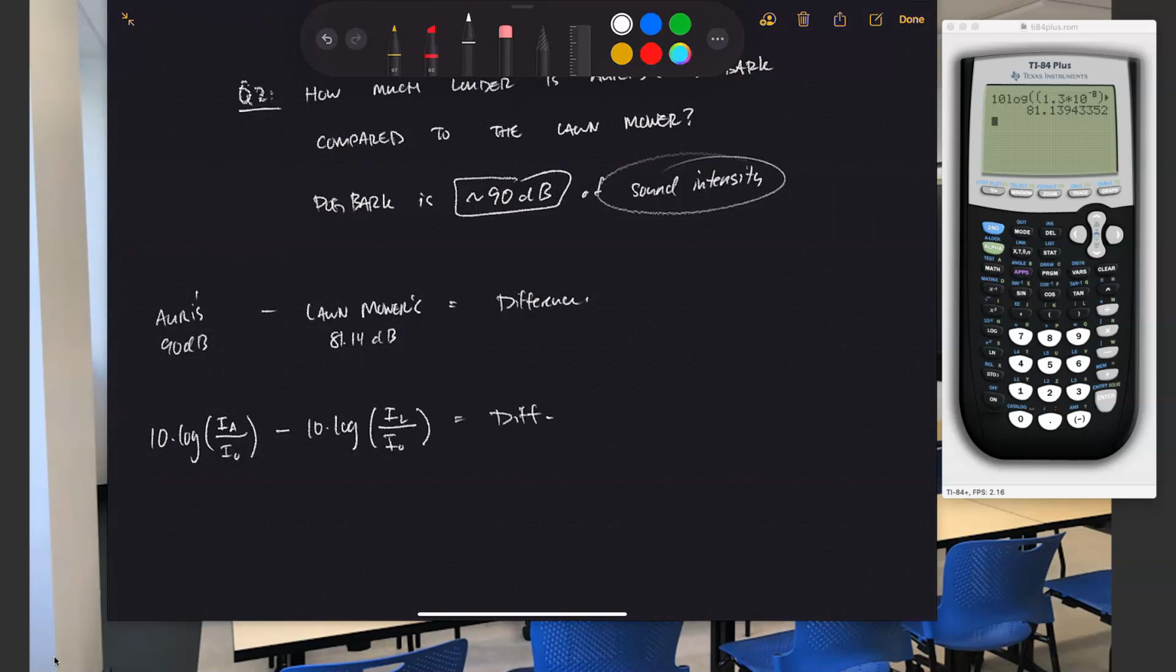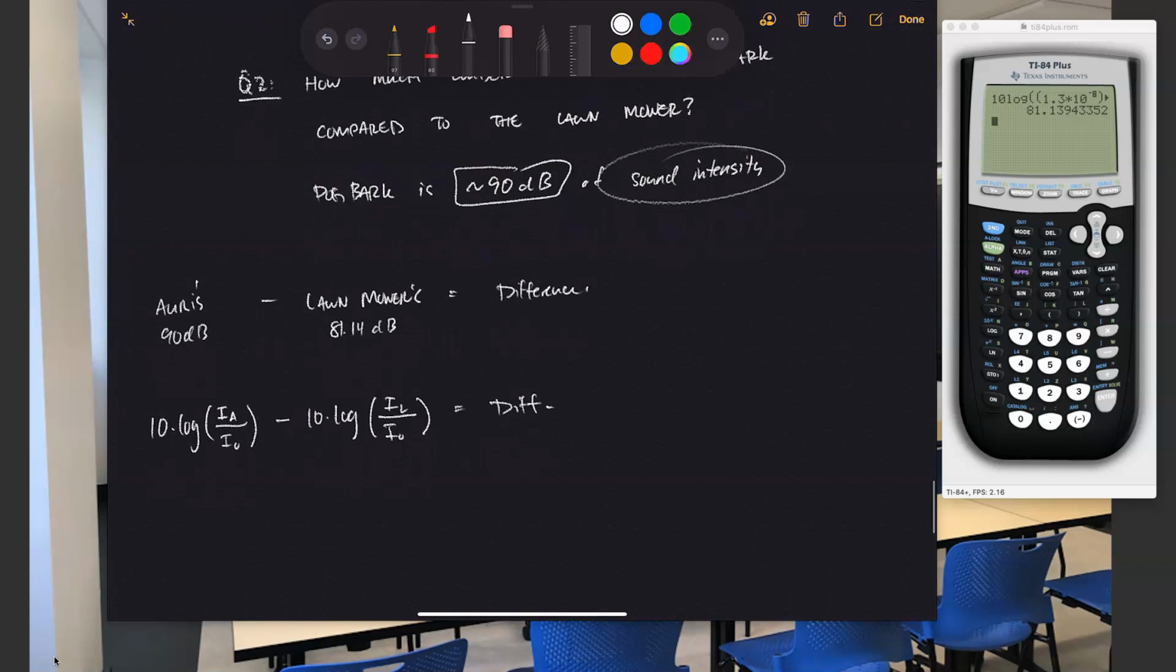And that equals this difference over here, which we know must be the difference of the two in decibels. So that would be 90 minus 81.14, which should be 8.86. Let me just double check that. Correct. So we got 8.86 should be this difference here in decibels.